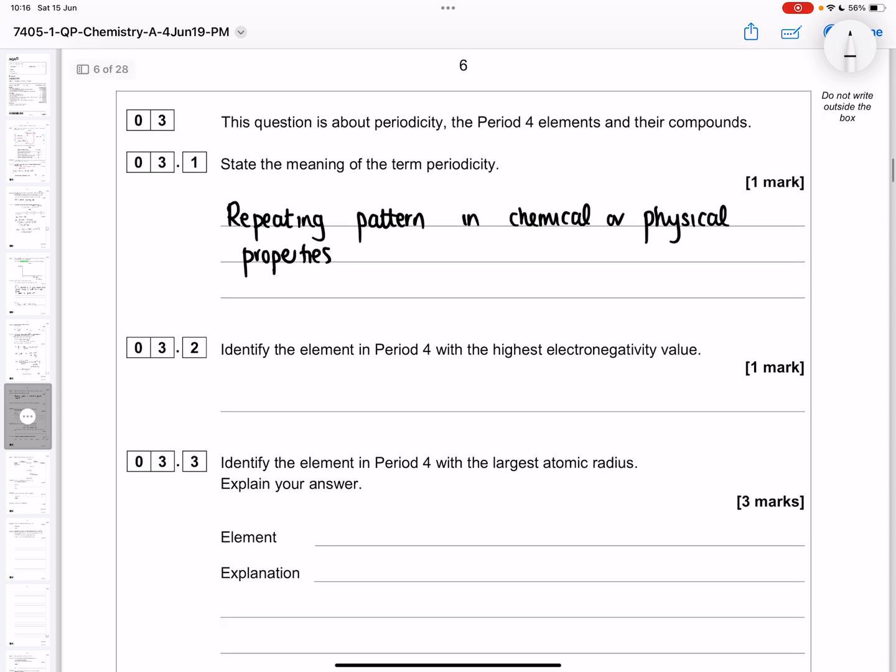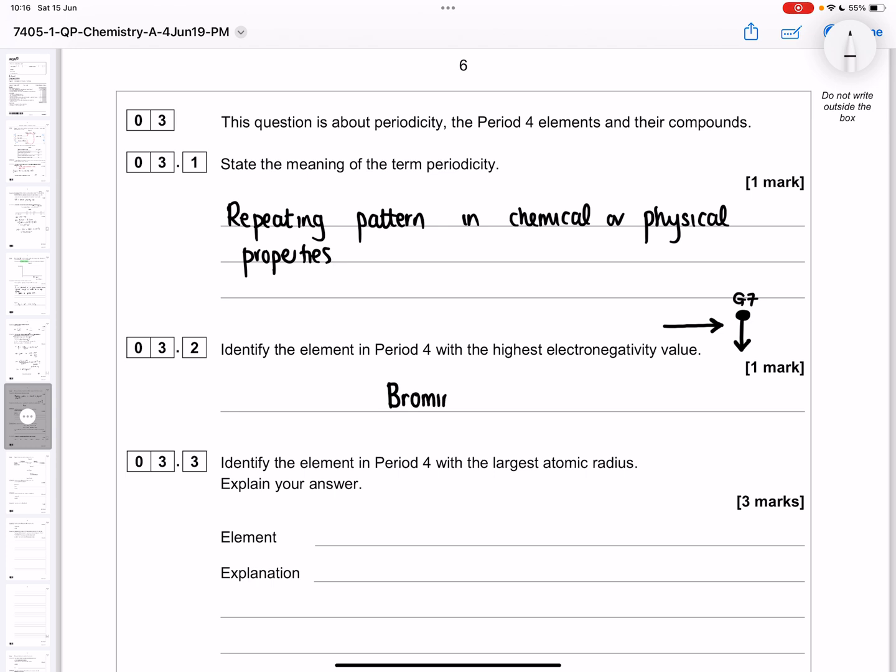Then it wants the period 4 element with the highest electronegativity value. So you need to look at the periodic table and remember that electronegativity increases as you go from left to right and decreases as you go down. So we're kind of wanting the top right element in period 4. But remember that the noble gases don't have electronegativity values. So you want the element in group 7. So we're going along, we want the element in group 7 of period 4. If you look at your periodic table, you'll find that that happens to be bromine.